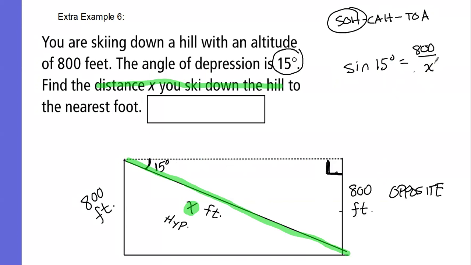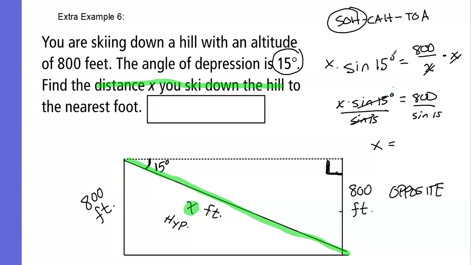To solve this, how do I get this x by itself? Well, this is going to be a two-step process. I have to multiply both sides by x. These are going to cancel out. So I have the sine of 15 times x is equal to 800. And then I can divide both sides by the sine of 15. The sine of 15 is just a number. I know we got a lot written here, but this is just some ratio. So this is going to cancel out, and my answer is just going to be 800 divided by the sine of 15.